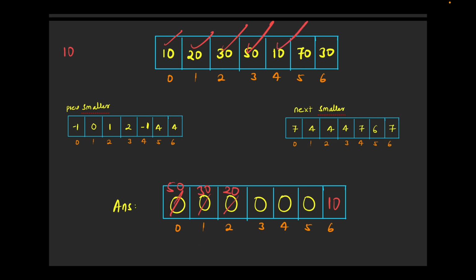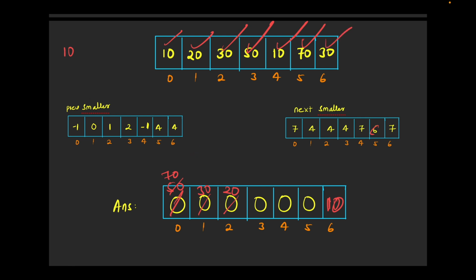I came at 10. 10 is greater for everyone, so I already updated 10. I came at 70, right? So what is 70? 6 minus 4 minus 1, that is 1. So 70 is greater than 50, so simply update it.